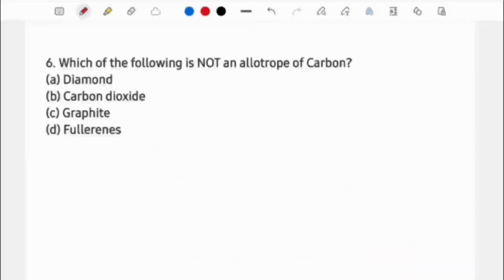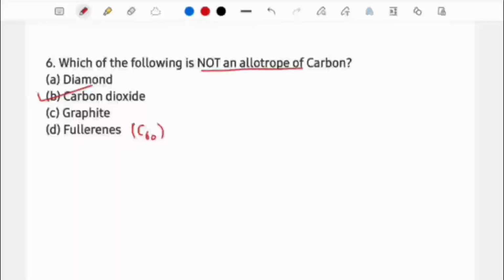Next question. Question is, which of the following is not an allotrope of carbon? And the correct option is option B. Okay, that's carbon dioxide. Diamond, graphite and fullerenes, which are normally C60, these are all the allotropes of carbon.